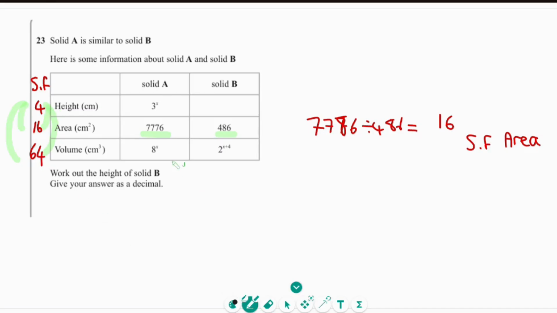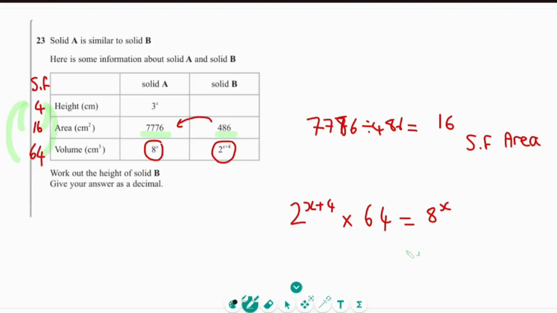Okay, so what's next? We need to figure out what x is. We can't really do anything else with the height until we know the value of x. And we have this information, and we know our scale factor now. So I know that 2 to the power of x plus 4 multiplied by 64 gives us the volume for solid A, which is 8 to the power x. And why is it that way round? Can you see solid B has a smaller area than solid A? So I need to multiply the scale factors this way.